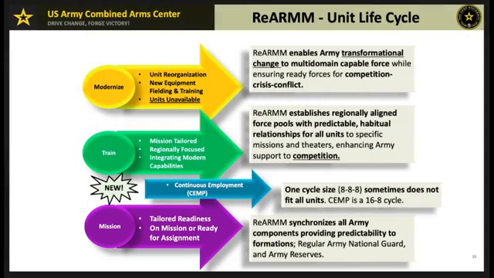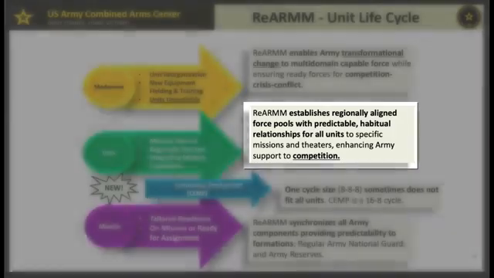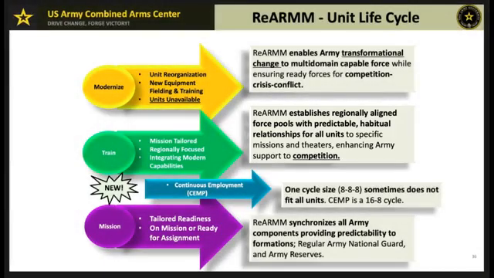ReARMM enables transformational change to a multi-domain capable force while maintaining readiness for competition and conflict. It establishes regionally aligned force pools, creating habitual relationships between units and specific theaters or missions. ReARMM also synchronizes all Army components, including the regular Army, National Guard, and reserves, to provide predictable cycles for modernization, training, and mission execution.